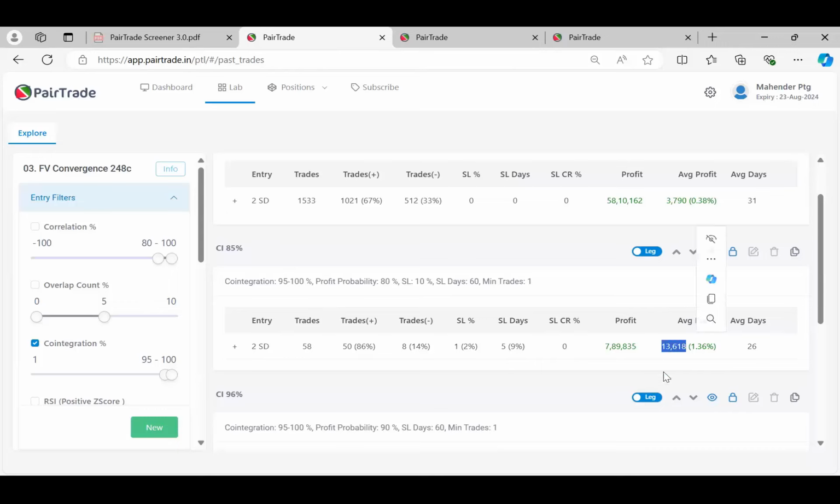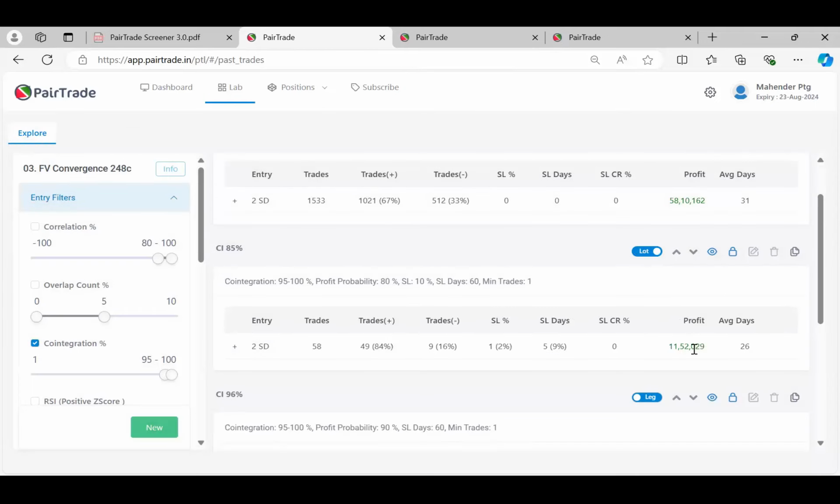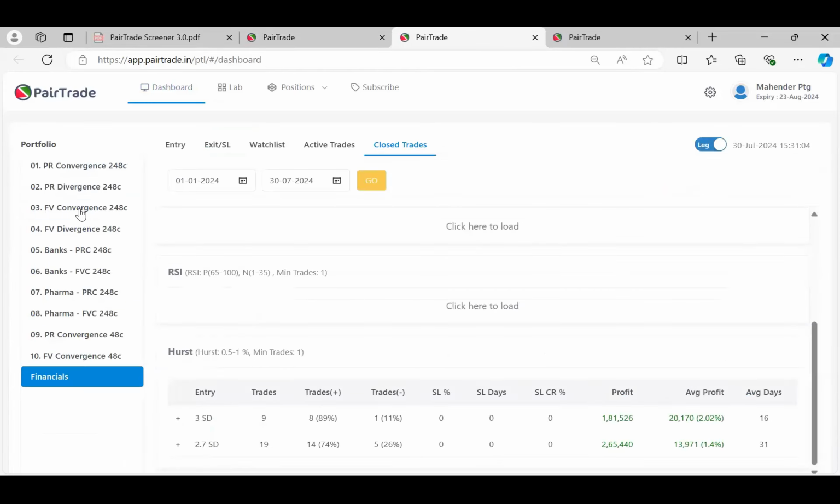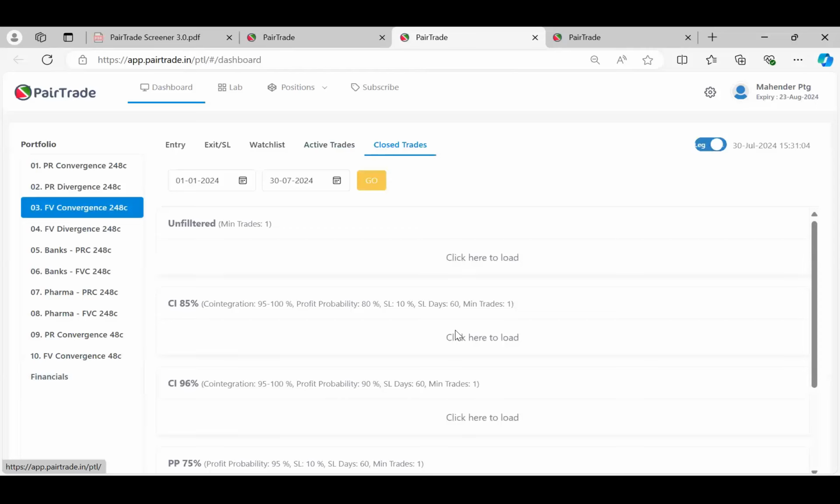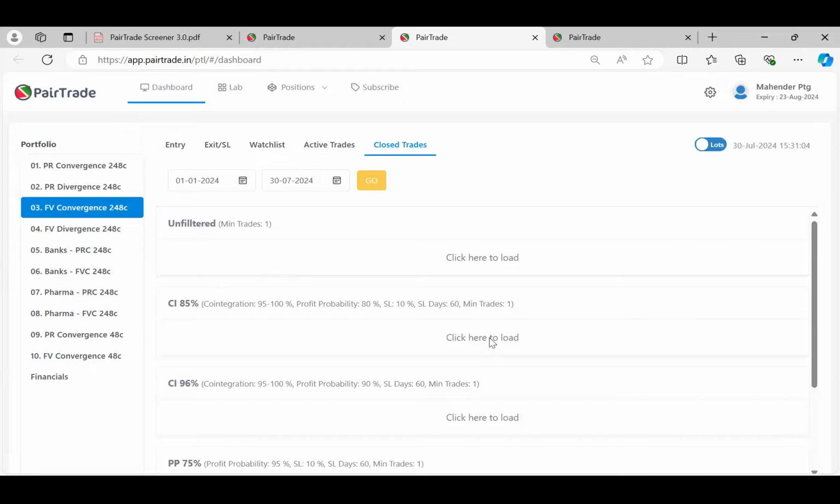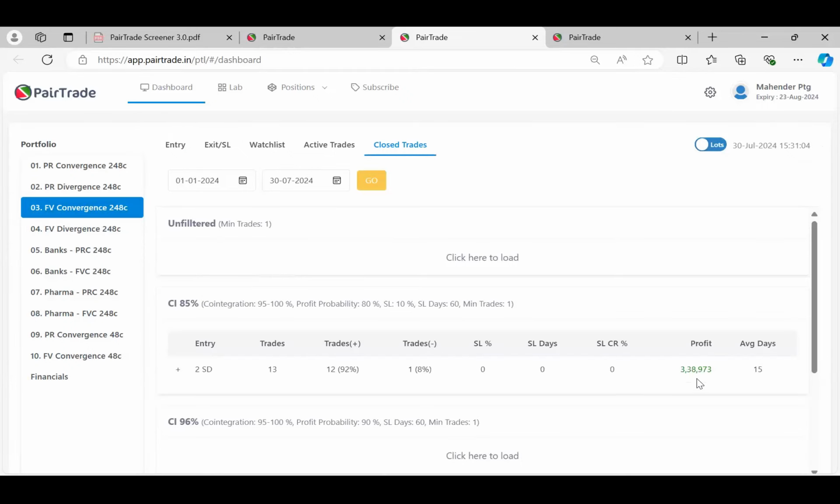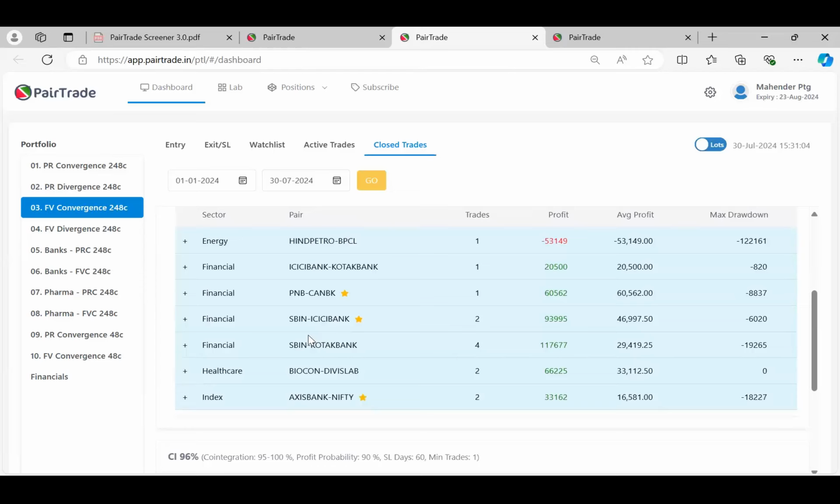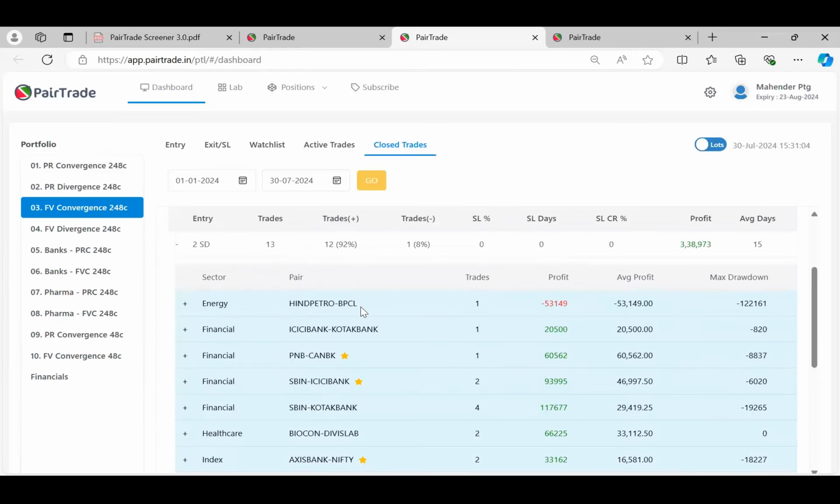You are making 13,000 per trade for leg wise. If you look at lot wise also, it's 11 lakhs you are making. Now the similar thing you can see for fair value convergence and closed trades. It gave 13 trades, 2 lakhs profit with 16,000. I would like to look at lot wise. See, lot wise 3.3 lakhs profit is there, 13 trades, one trade hit the stop loss. I can look at them. Okay, so Hindustan Petrol and BPCL.